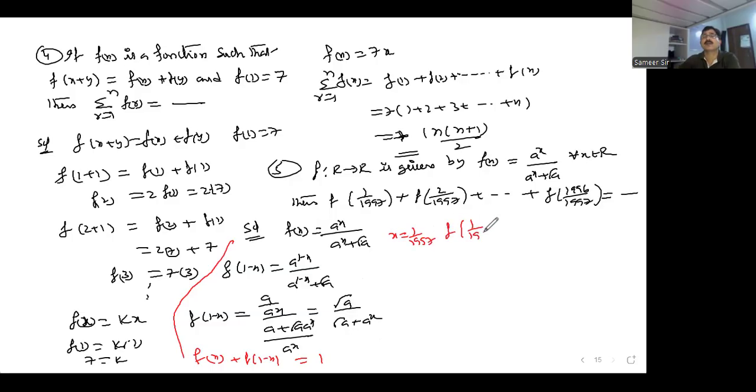What I'm doing now, x is equal to 1 by 1997, I'm substituting. f of 1 by 1997. So f of 1 minus that means 1996 by 1997 is 1. So like this. 1 by 1 if I substitute here, 2 by 1997 here, 1995 by 1997, 1 it will go. So 997 or 998 go. 997 will go.